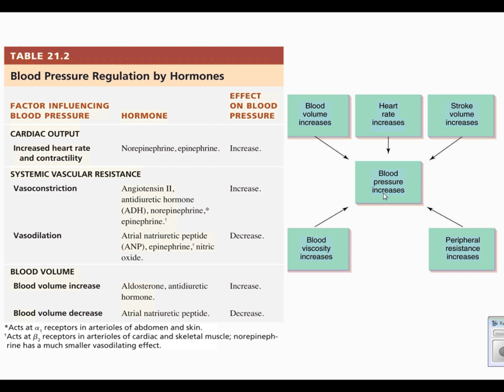Table 21.2 is just a demonstration, or an easy way to organize what we were just talking about. Instead of breaking it down hormone by hormone, they break it down by how it affects blood pressure: either cardiac output, systemic vascular resistance, or blood volume. Then it lists the hormones, and the final column is what it does to blood pressure. There will be questions on the test related to what hormones do what to blood pressure and how they do it. So it might be a very easy and helpful table to study.